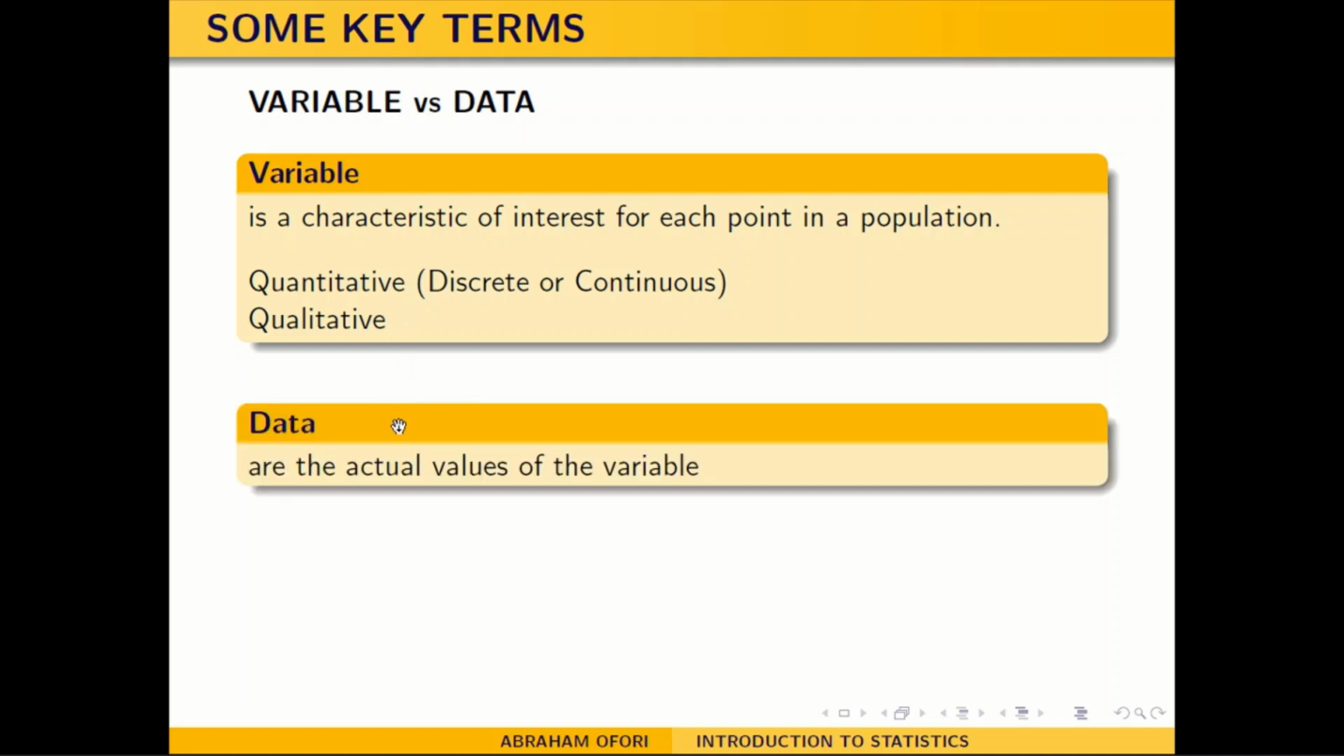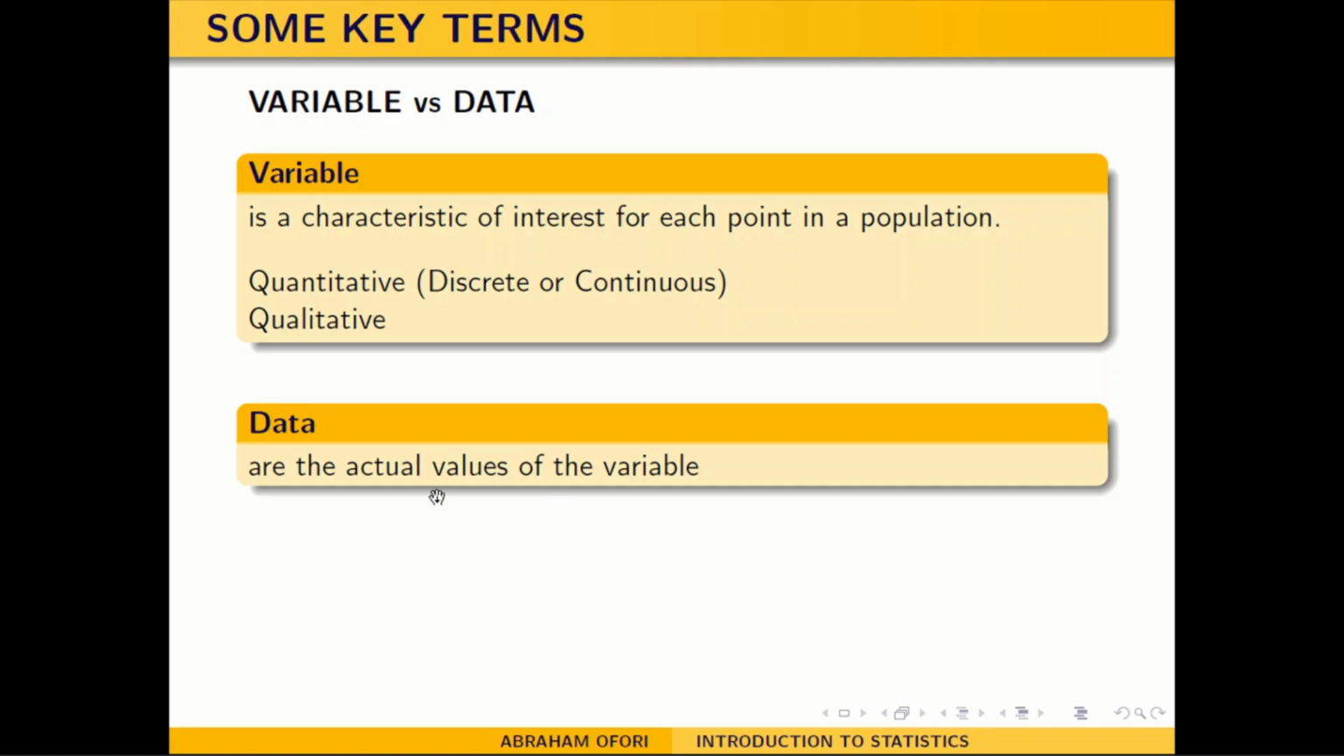All right. So data. Data are the actual values of the variable. So let's say I want to know the amount of money every student spends per week in KNUST. Then the variable will be the amount of money that we are interested in, and the data will be the cedis that we are talking about. I hope you understand, the actual values, the cedis. So if you are spending like 20 cedis, the cedis that we are talking about is what we call the data.